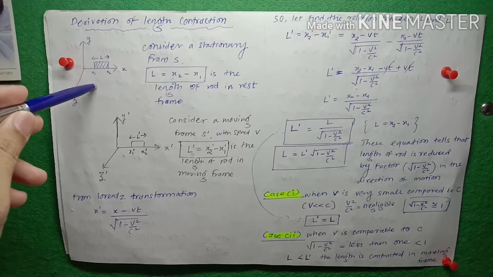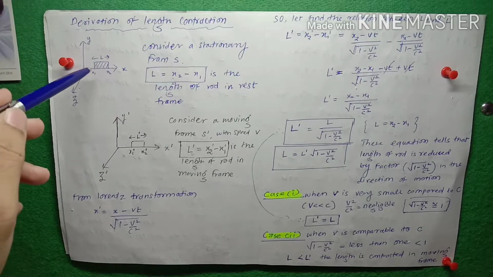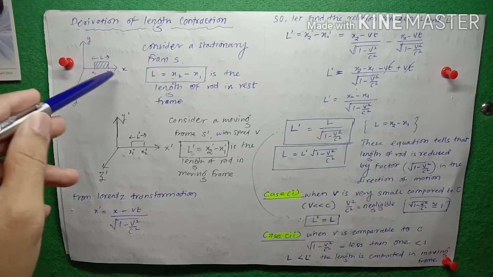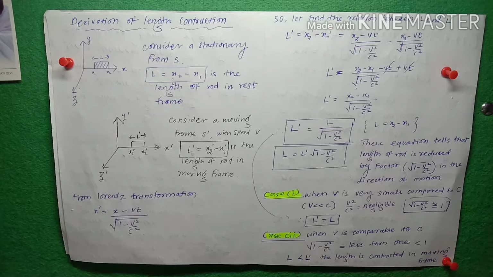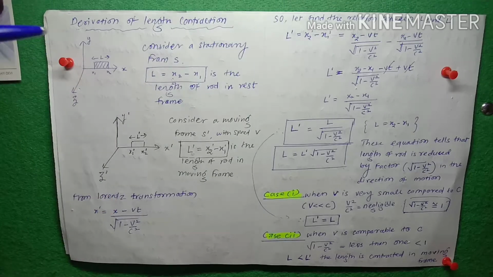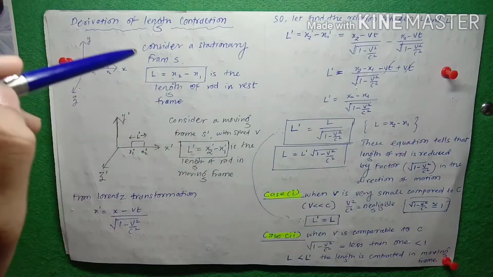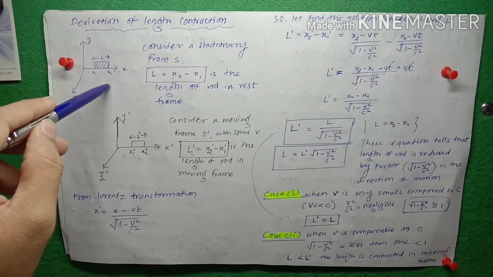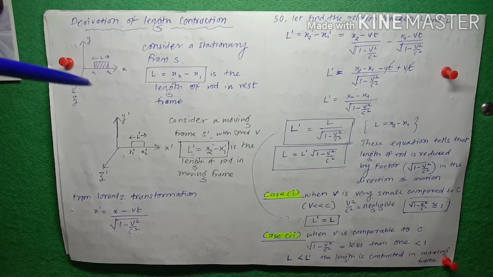The one frame, which is a stationary frame, we are calling S. Now we will take a rod which is placed along the x direction. So x1 and x2 are the end points of the rod, and as we know, generally by taking the difference in end points we find the length of the rod. So L is equal to x2 minus x1, which is nothing but the length of the rod in the stationary or rest frame. Now let us see what will be the length observed by the moving frame.